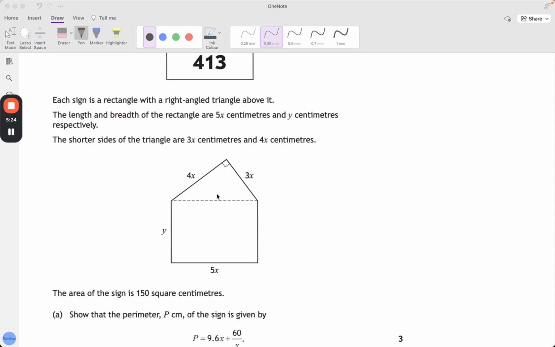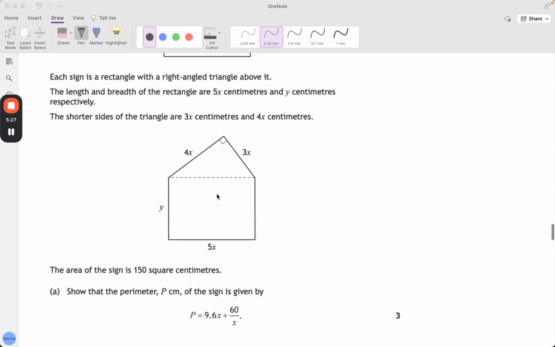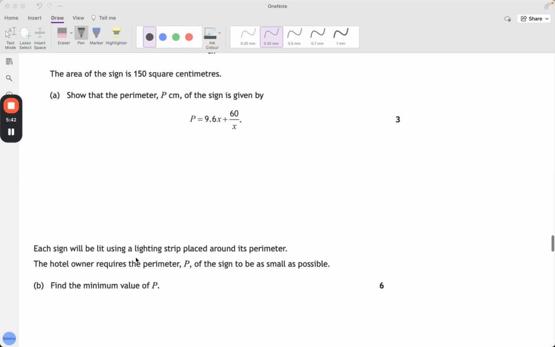Based on that, we want to show that the perimeter P centimetres of the sign is given by P equals 9.6x plus 60 over x. So whenever it comes to these optimization questions, you generally always have a show that in part A, and you have to use all the information given to try and show that. And then your part B is basically just a glorified stationary points question, because we just want to find the minimum value of P. So we're going to want to differentiate, set it equal to 0, solve for x, and then do a nature table to make sure it's a minimum.